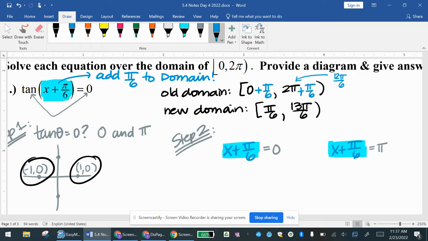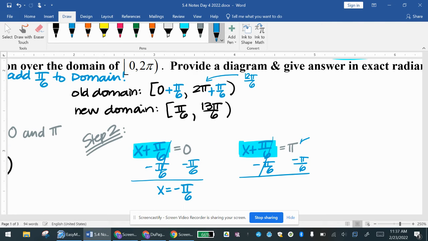Okay, so again, our answers for the first part, which was tangent of what angle is 0, were 0 and pi. Now you're going to set your angle, which was x plus pi over 6, equal to both of those answers and solve for x. Notice this is addition, so you're going to subtract pi over 6 from both sides in both of these. You're trying to solve for x, or you're using inverse operations. So x equals negative pi over 6.